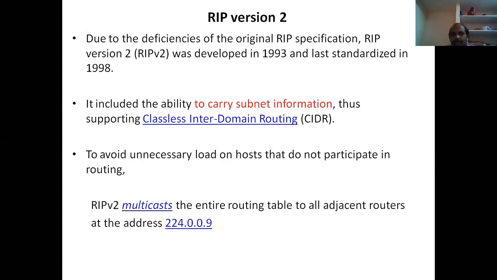Broadcast means you send a packet to all the nodes, whereas multicast means you can select based on the active ones, and the packet will be routed to the corresponding entries. And this is the multicast address to be used for version 2: 224.0.0.9.